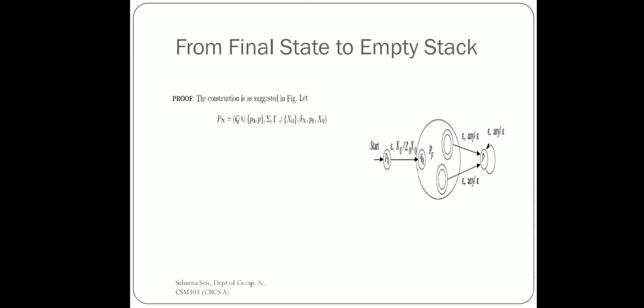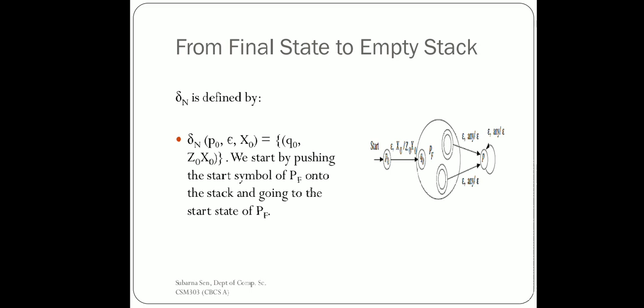P0 is your start symbol, and X0 is used as the bottom of the stack. Fine. Okay. Now let us see what delta N will be doing here. For the first one, for the state P0, and for the empty symbol, and this X0 is the marker, just see the first transition from start symbol P0 to Q0.